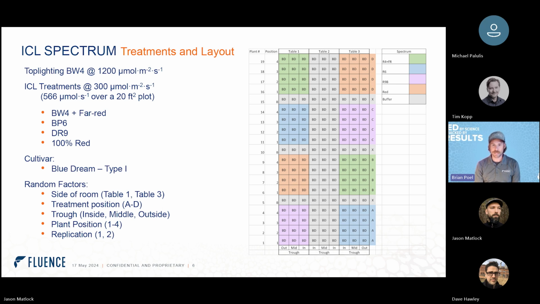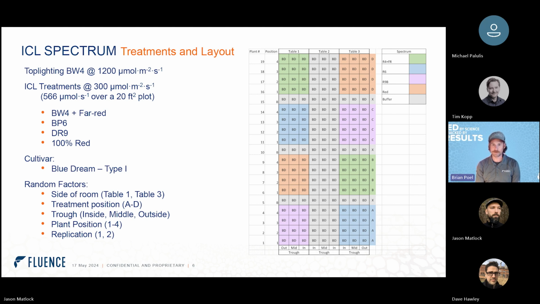So what we looked at in this case was we wanted to start with 4 different spectra. We delivered a top light background of 1,200 micromoles per square meter per second, and then we had 4 spectra delivered via ICL. Each of those was approximately 300 micromoles per square meter per second. That works out to 566 micromoles per second over a 20 square foot plot. Those treatments were a broad white with far red, a pink treatment with about 60% red, a high red treatment with about 90% red, and then the full-on 100% red.